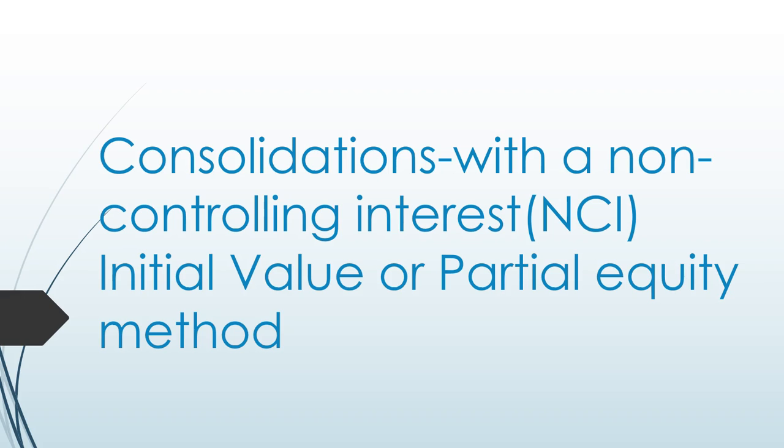Now, as a refresher, under the initial value method, all we do is record the initial investment and we do not make any adjustments to that account for any share of income or share of dividends or amortization. For the partial equity method, we do not adjust the account for any amortization. So we're going to take a look at those entries on the working papers.